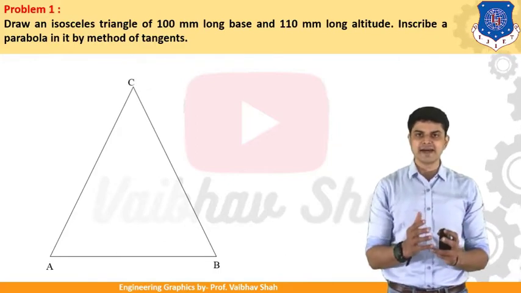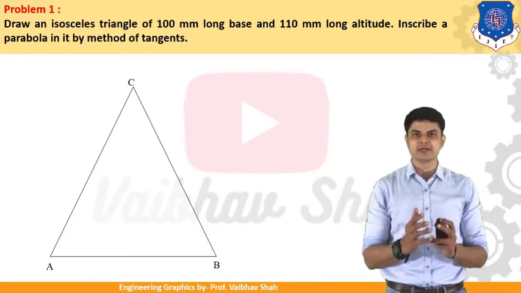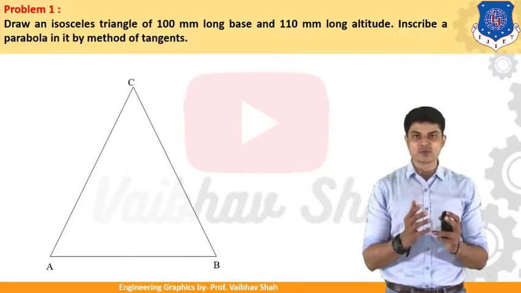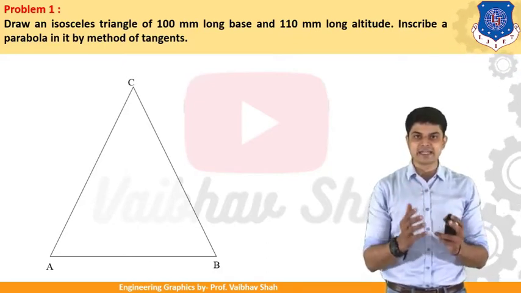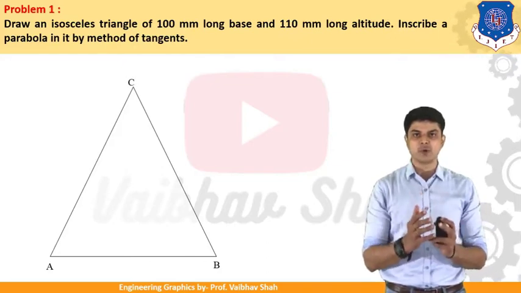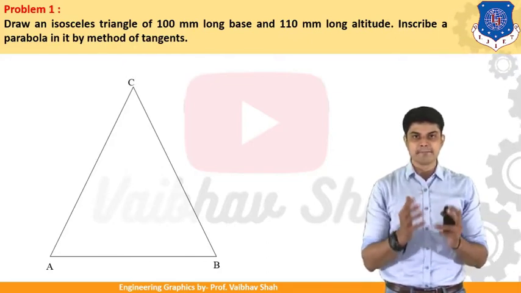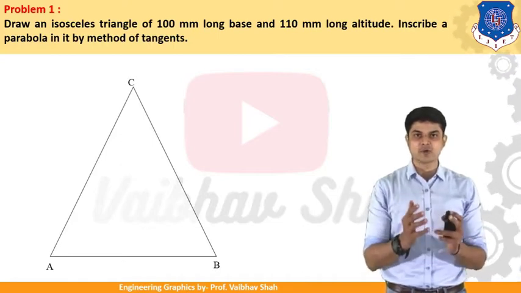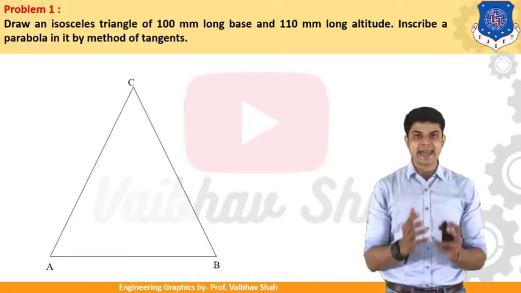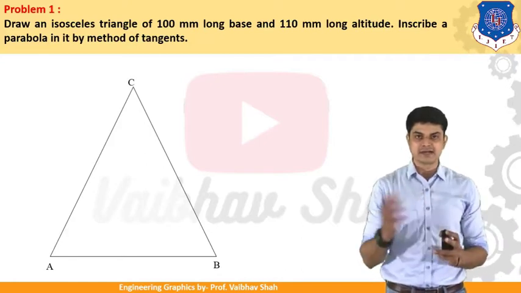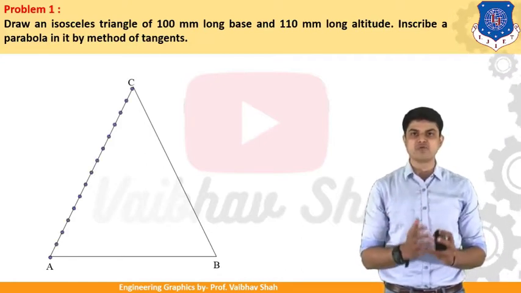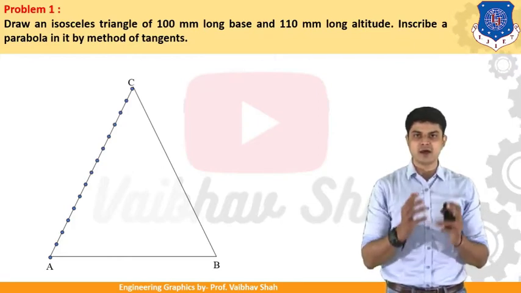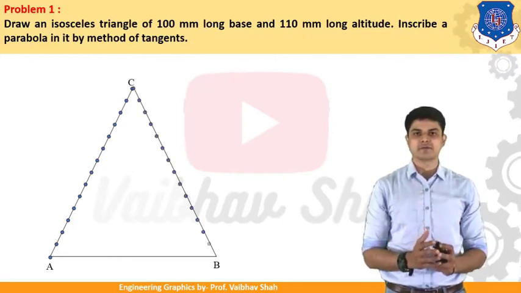Then you should divide the line AC into 14 equal parts. If you don't know how to divide any line into n number of equal parts, you should refer to my previous lectures on geometric constructions to get an idea of how to divide any line into n number of equal parts. So in this case let us divide the line into 14 equal parts. Then you should divide the line BC also into 14 equal parts.